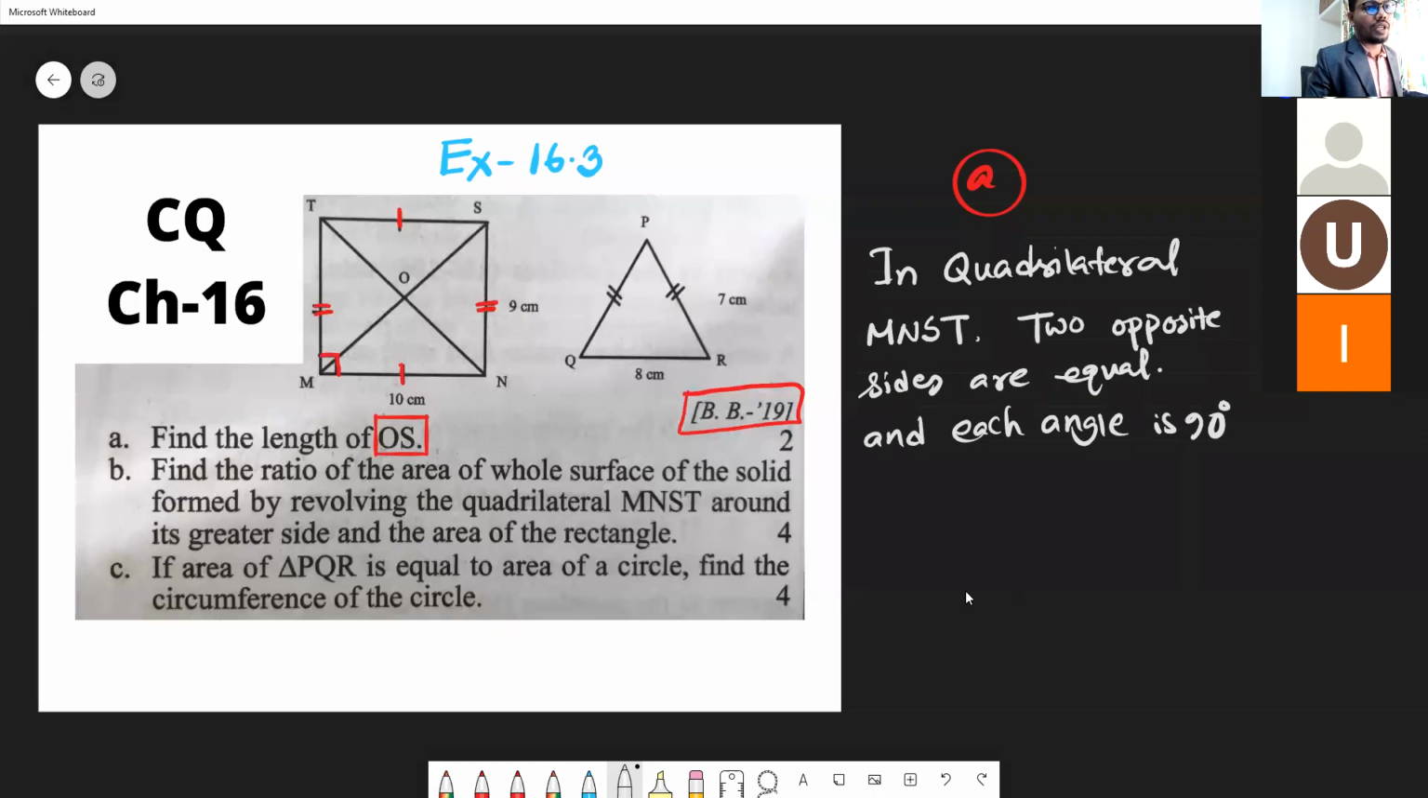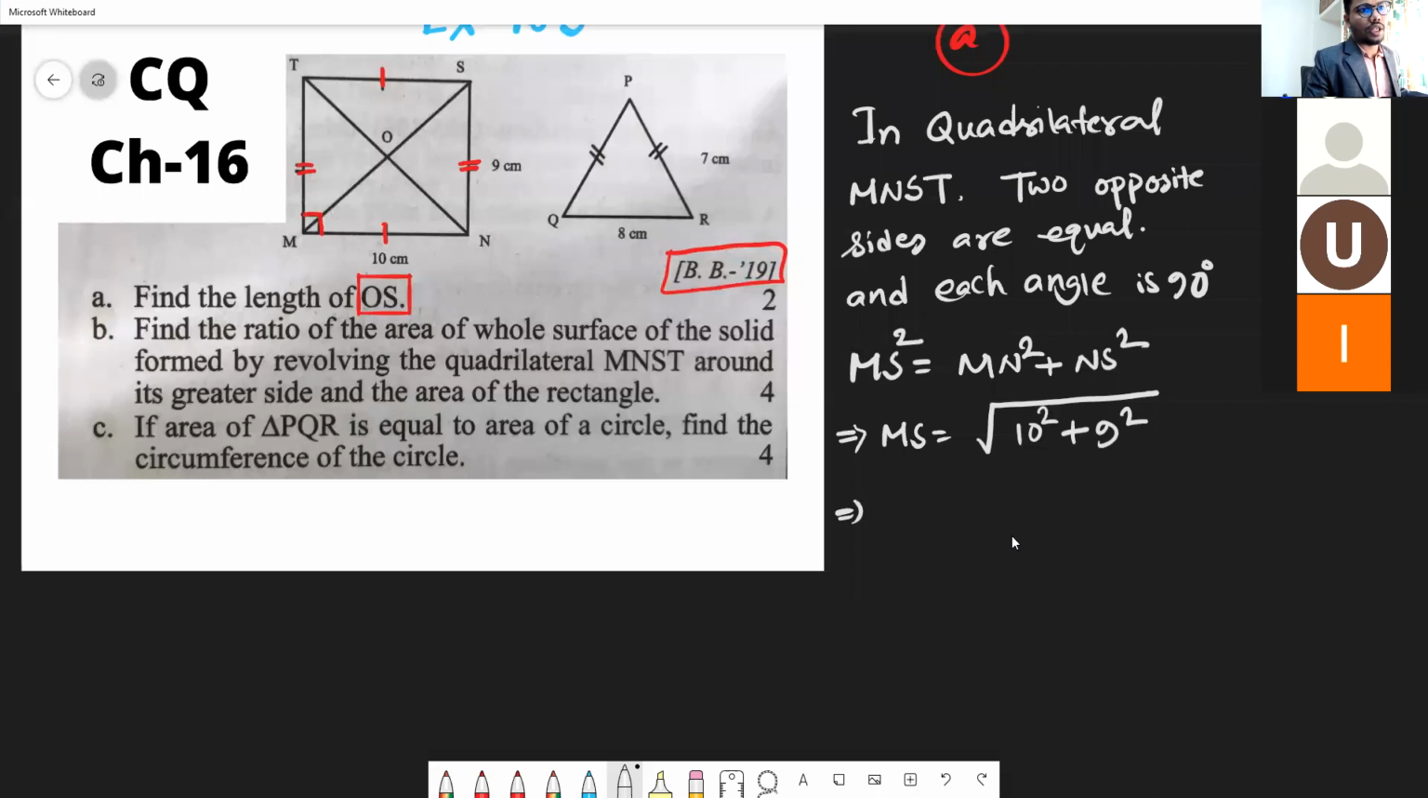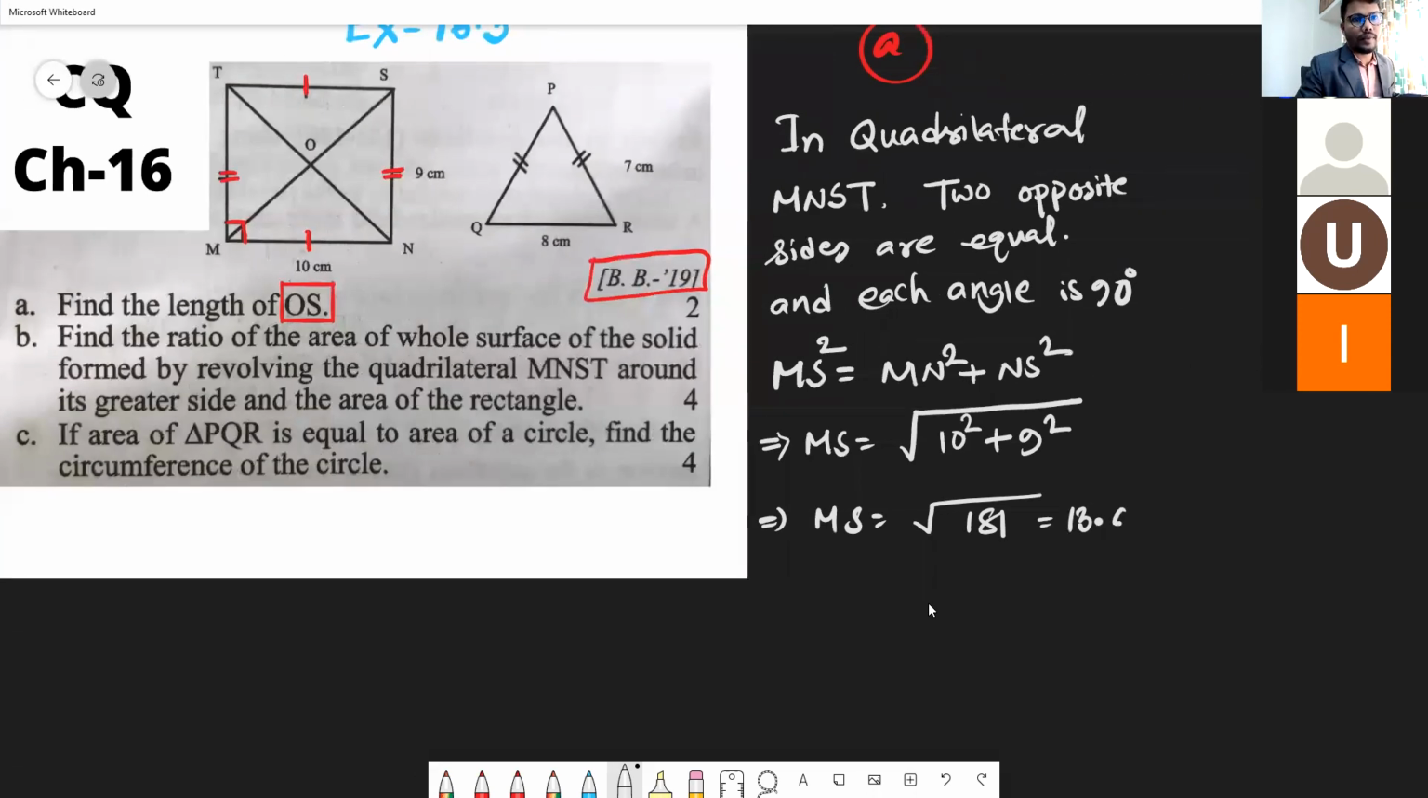Here, by using the Pythagorean theorem, MS square is equal to MN square plus NS square. So according to the question, first step we can find MS is equal to the square root of their values. MN value is 10 square and NS value is 9 square. So if we do the calculation, MS is equal to the square root of 100 plus 81, that is 181. Then doing the square root, you will get 13.4536. I think the centimeter scale is given here, so we can write centimeter.